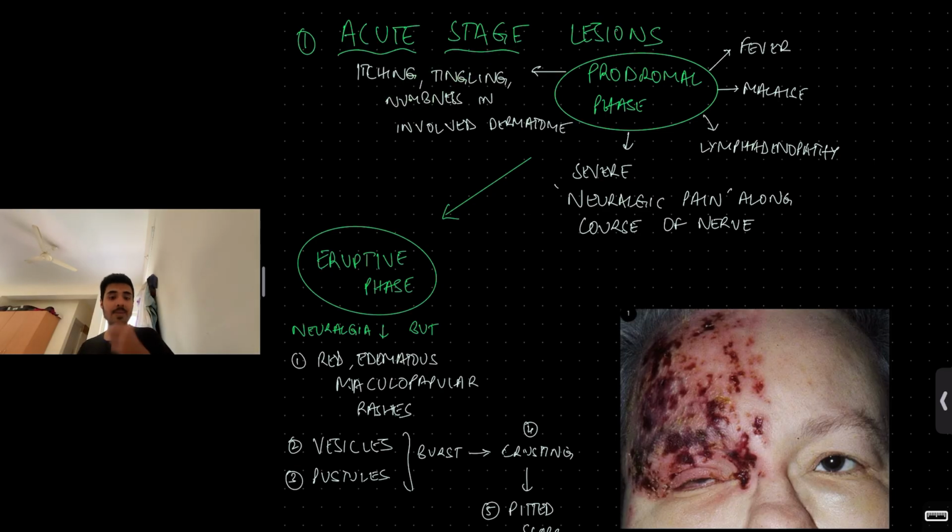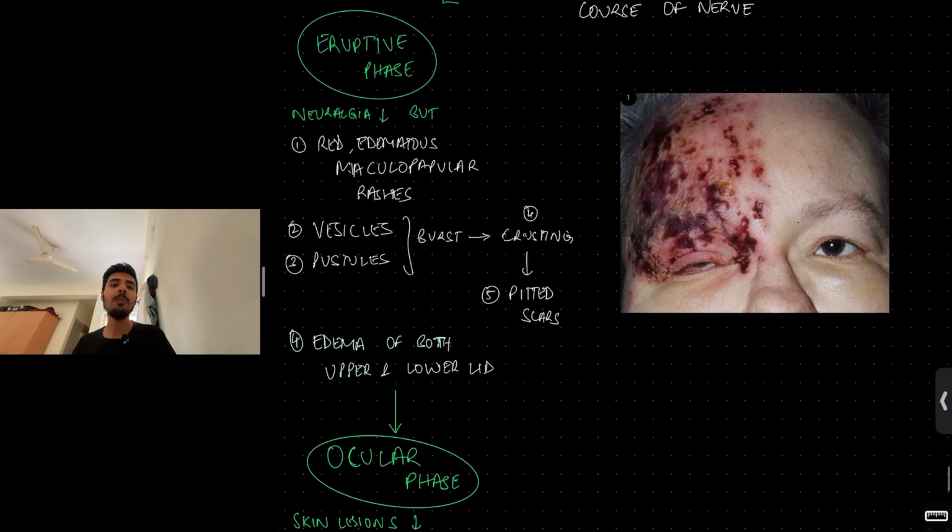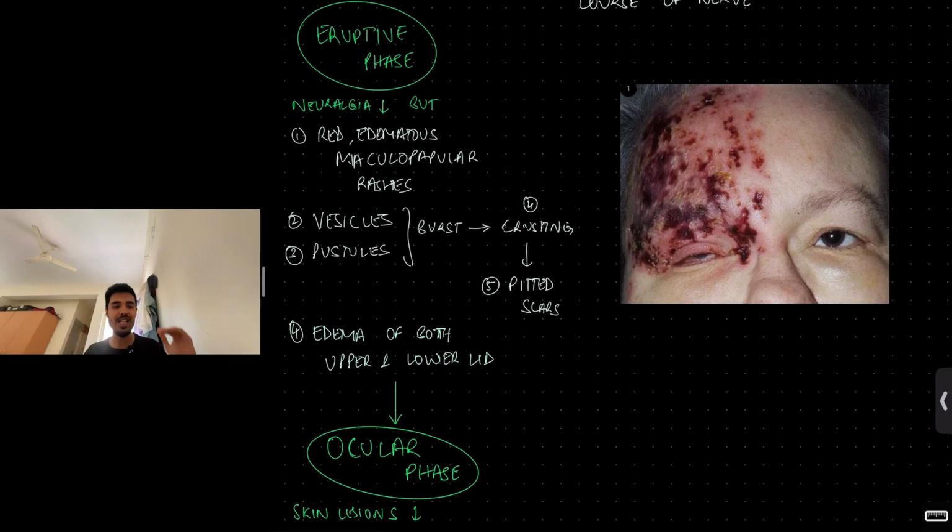And then this prodromal phase eventually goes into the eruptive phase. The eruptive phase is where the neuralgic pain reduces, but skin lesions come up. What are the skin lesions? Red edematous maculopapular rash, pustules, vesicles. These pustules and vesicles burst, leading to crusting. Healing of these crusts occurs in the form of pitted scars. Then edema of the eyelids. Whatever name comes in dermatology, you write that skin lesion will be present: pustules, vesicles, crusting, maculopapular rash, everything.